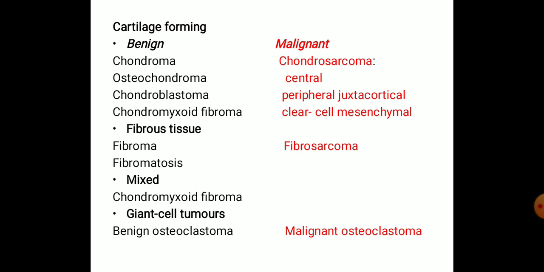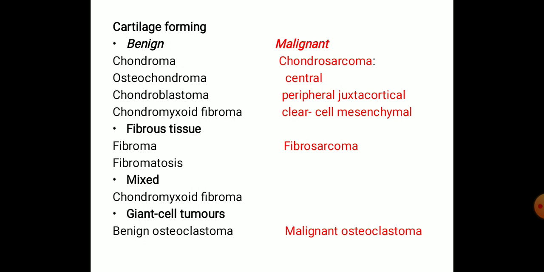The tumor which is composed of fibrous tissue. In that, the benign ones are fibroma and fibromatosis, and the malignant one is fibrosarcoma. And we have a mixed type of tumor also. It is mixed with many kinds of tissues. So that's actually a benign one which we call chondromyxoid fibroma.